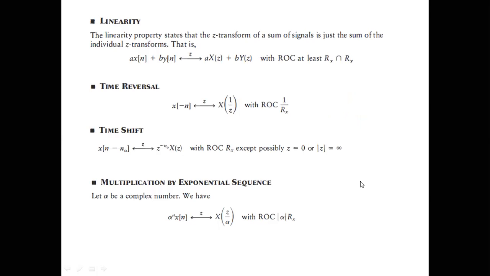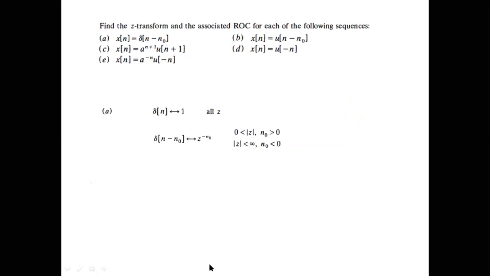Okay, shall we now try some of them? Yeah, let us try some basic problems. Okay. So the first problem here is x of n equal to delta n minus n naught. Okay, so first thing here, what the author assumes is, you know the z transform of delta n. If we happen to know the z transform of x of n equal to delta n.